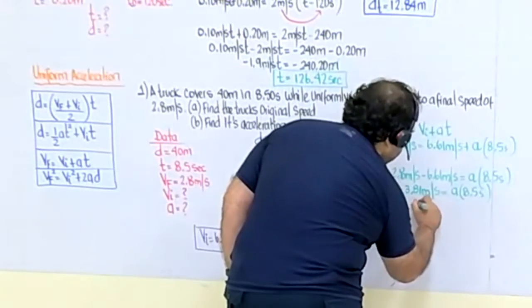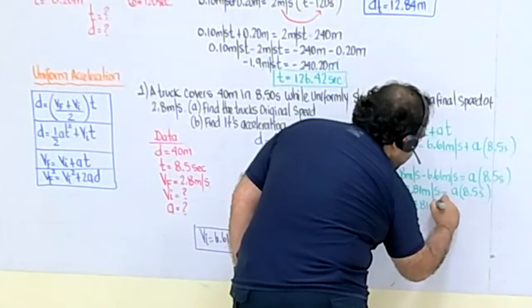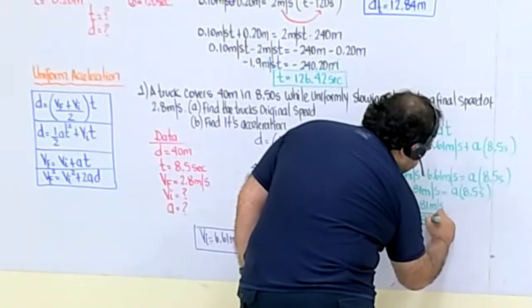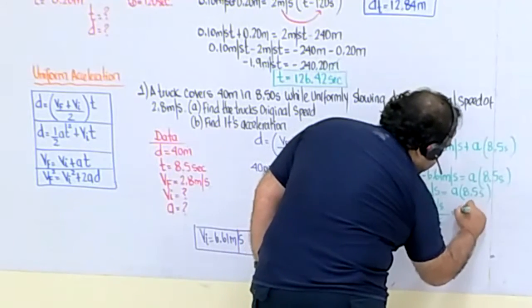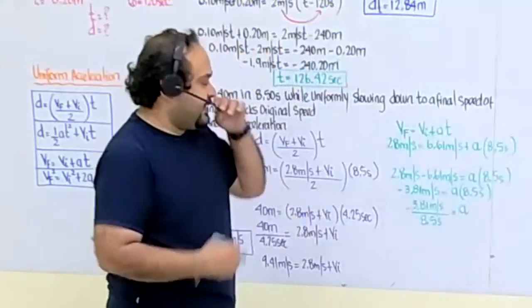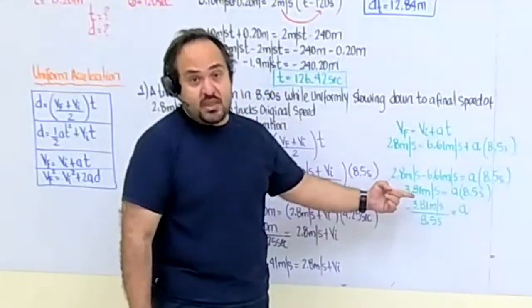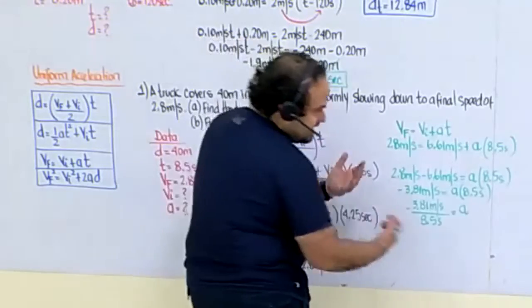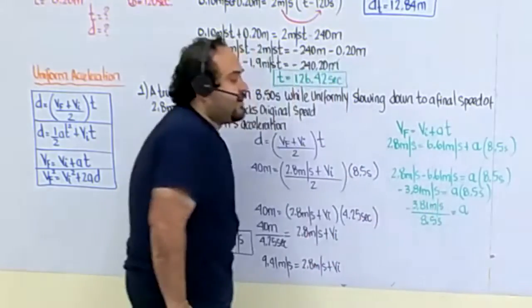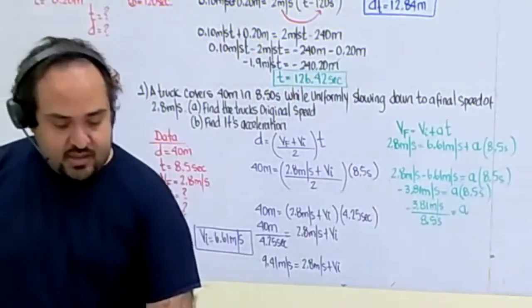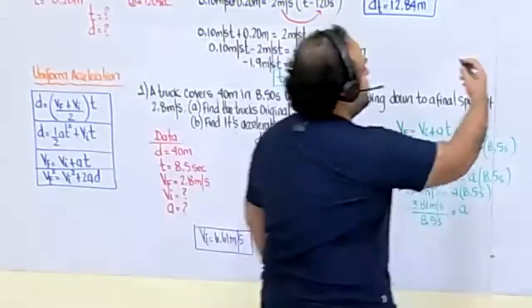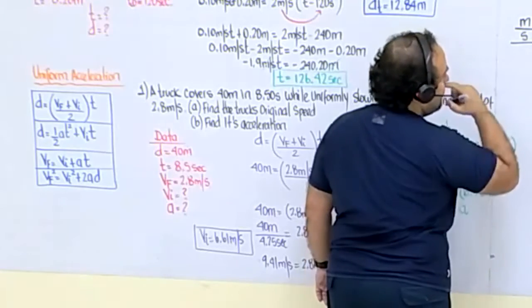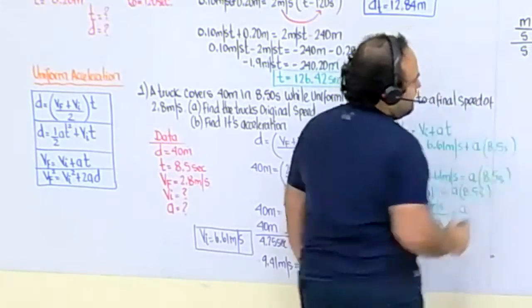I mean, negative 3.81 meters per second divided by 8.5 seconds equals acceleration. Please, guys, at the moment we're going to divide velocity by time. Please avoid the temptation to cancel the seconds. Why? Because we are dividing. I'm going to show you why we cannot cancel the seconds. We are dividing meters per second divided by seconds.